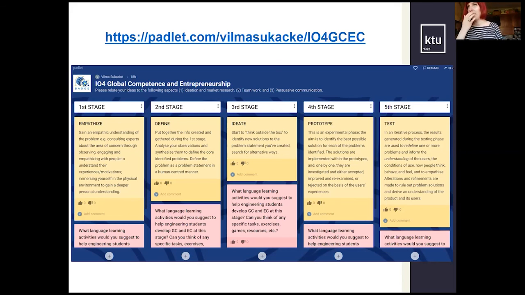Also have in mind those are 3 important topics that we have. So we have ideation and market research, we have communication and collaborative work, and then persuasive use of language.